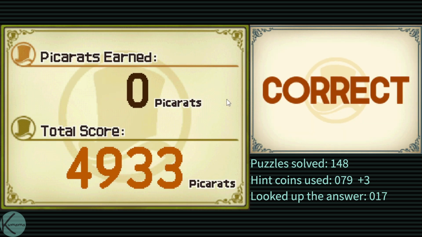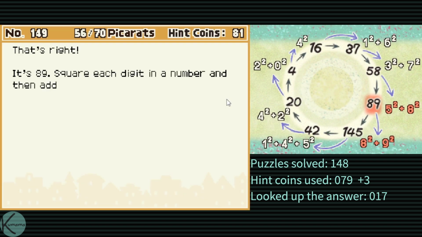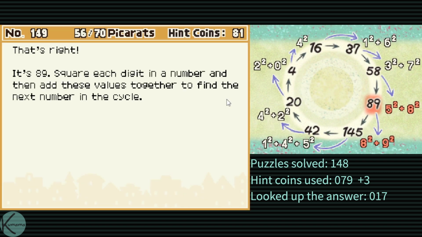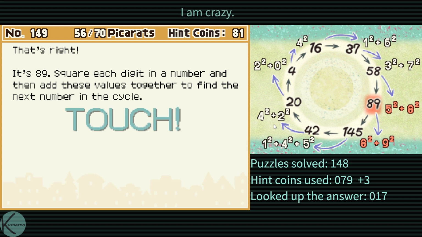Layton's apprentice strikes again. Yes, he does. Okay, hang on. That's right. It's 89. Square each digit in a number and then add these values together to find the next number in the cycle. Does that make sense? Do you understand my confusion? Do you not understand my confusion? Am I just crazy? Probably. Let's continue.